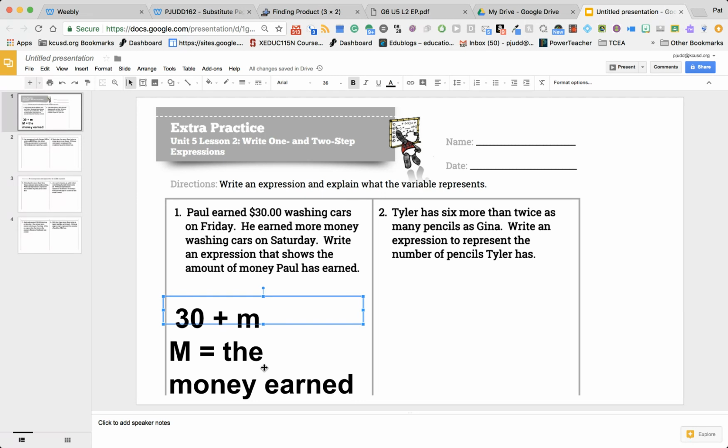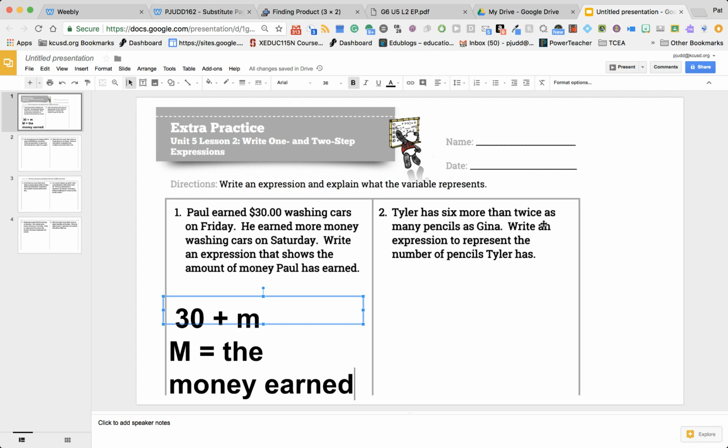Okay, so now let's check and see if your answers are the same as what I'm going to have here. So in this problem, Tyler has 6 more than twice as many pencils as Gina. Well, we did examples like this yesterday, and if he has 6 more, I know that I'm going to be adding this, but I'm adding it to something else. So my 6 is not going to come first. So I need to look a little further.